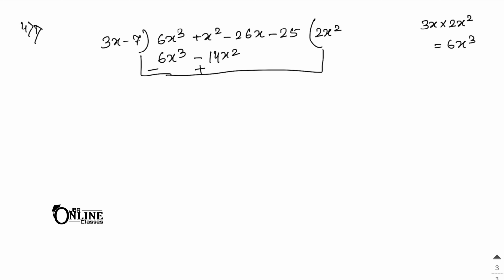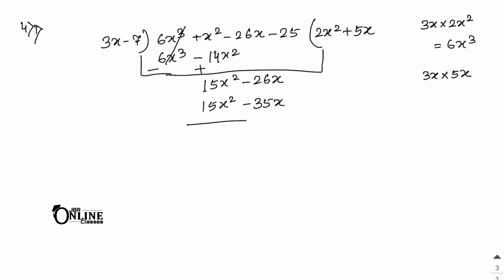Okay, now minus, here plus, cancel out, so it will be here 15x square now, then minus 26x. So as here 15x square, that means if you multiply 3x with 5x, it becomes 15x square. So write down here 5x, then 15x square. Next one minus 7, 7 5s are 35x. So minus, here plus, cancel out. Now if you subtract 26 from 35, then you will get here positive 9x, and the last one will be here minus 25.